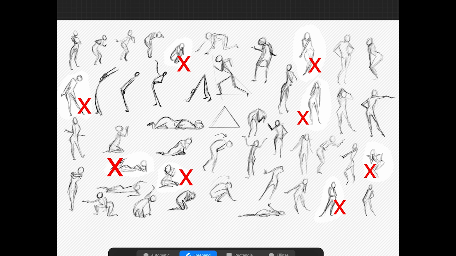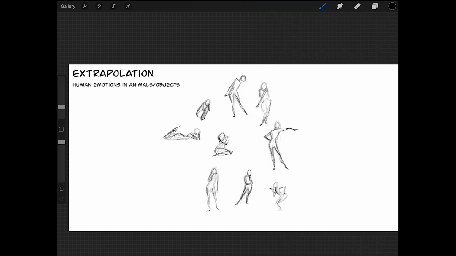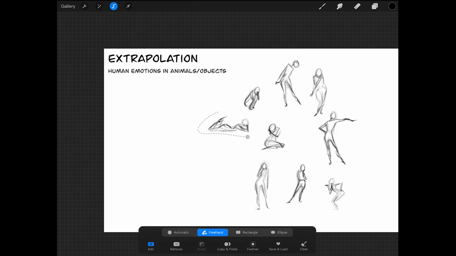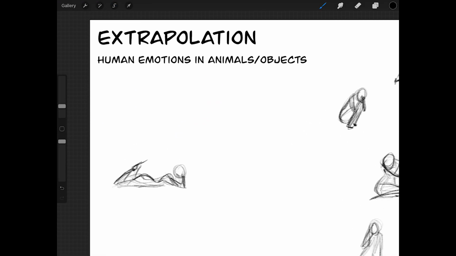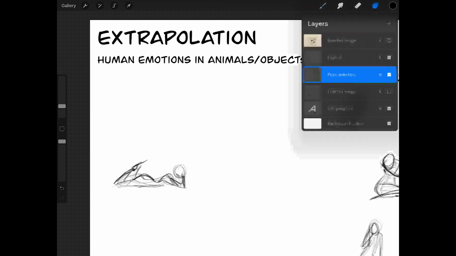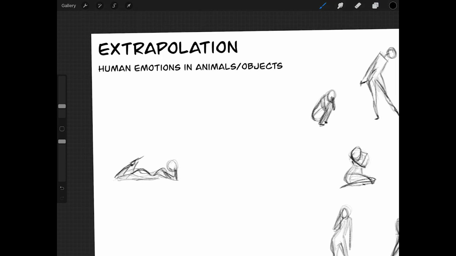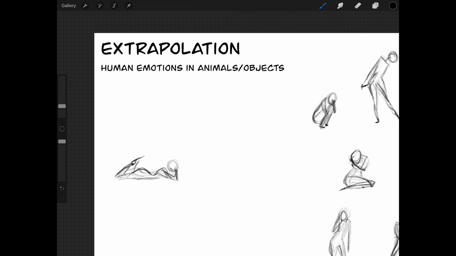Okay, so these are the poses that we want to work with, and obviously they're all in human form. Now I am going to take one of my favorite sketching brushes. And let's start out with this one. Okay. Now, when I look at this posture right here, what is the idea of it? What is the emotion that we're trying to translate into something else here?